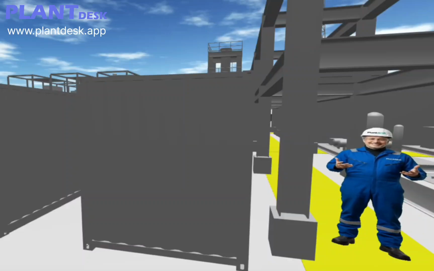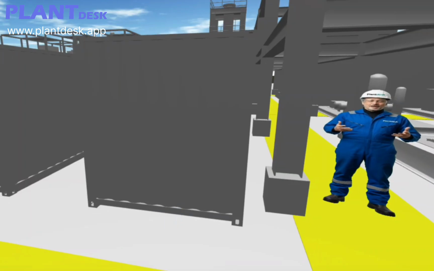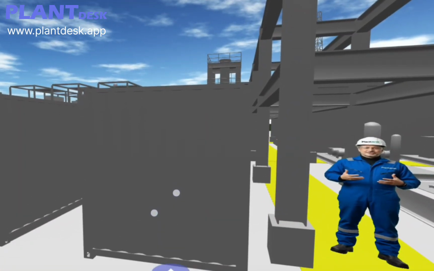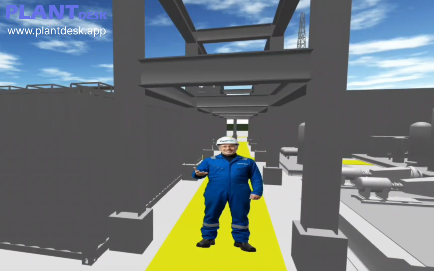Welcome to Plantdesk. In this lesson, we'll learn the basics of a PEM electrolyser and how it produces hydrogen from water. PEM stands for Proton Exchange Membrane. A PEM electrolyser uses electricity and water to produce hydrogen and oxygen through a process called electrolysis. Before looking at the equipment, let's understand the process. A PEM electrolyser converts water into hydrogen and oxygen using electricity.